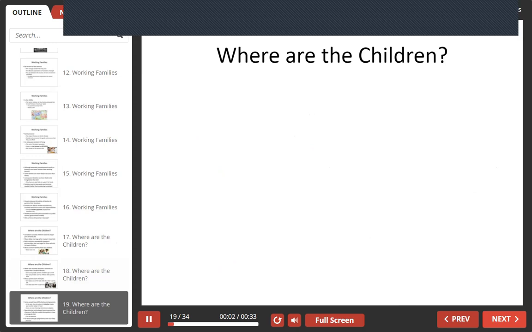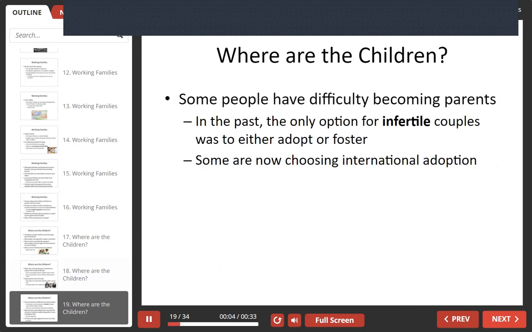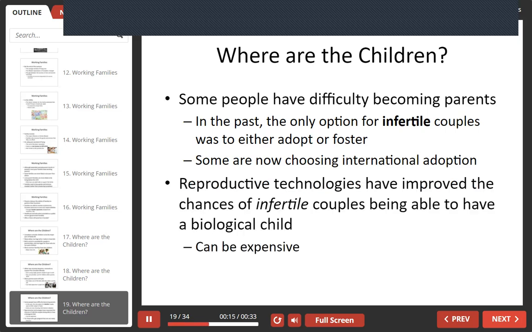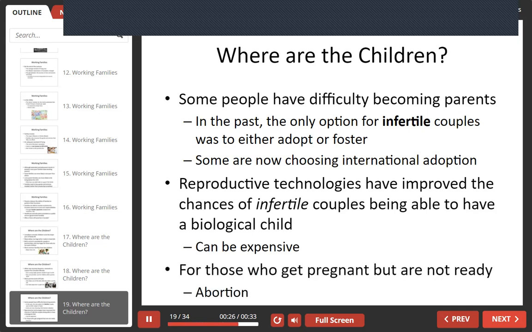Some people have difficulty becoming parents. In the past, the only option for infertile couples was to either adopt or foster. Some are now choosing international adoption, which is amazing. And reproductive technologies have improved the chances of infertile couples being able to have a biological child. However, it can be expensive. And for those who are not ready to be pregnant, there is abortion, which is allowed in Canada.